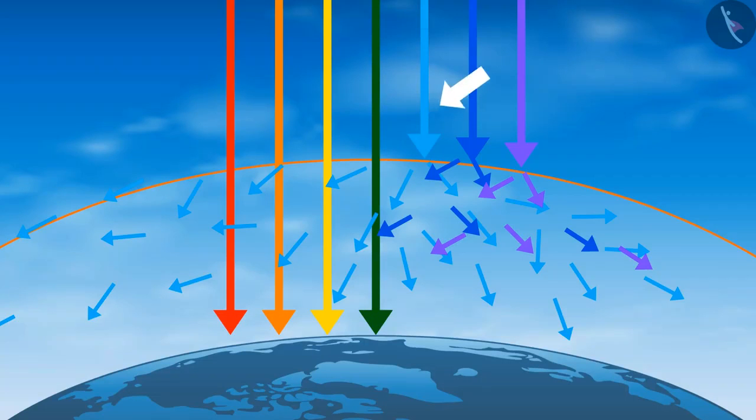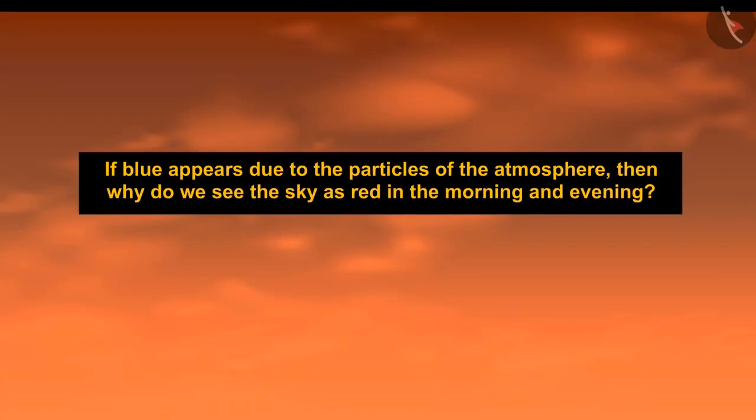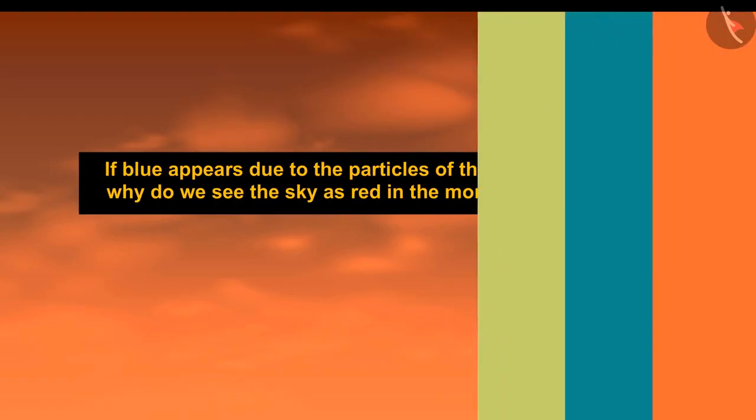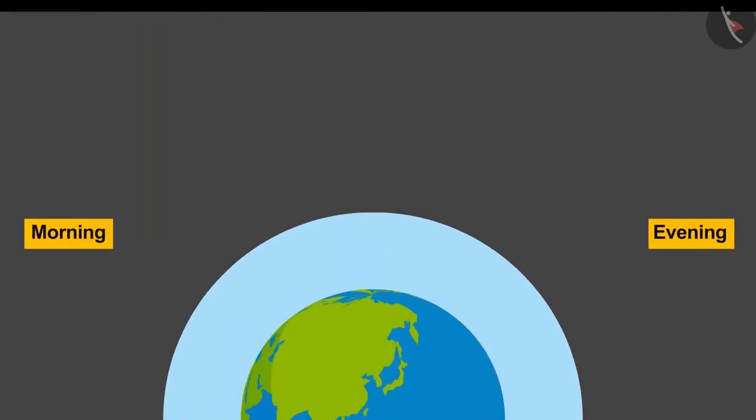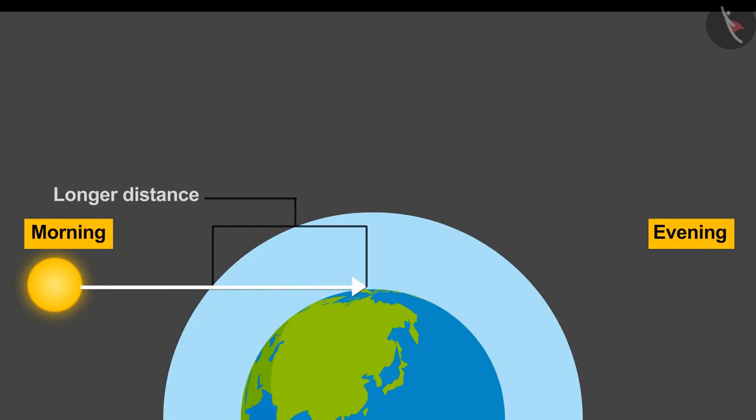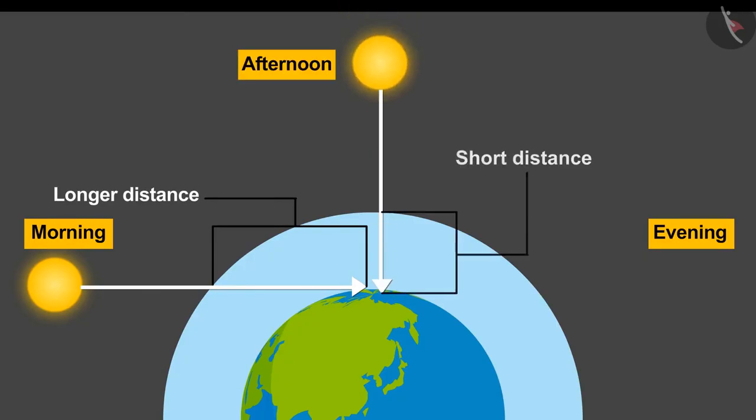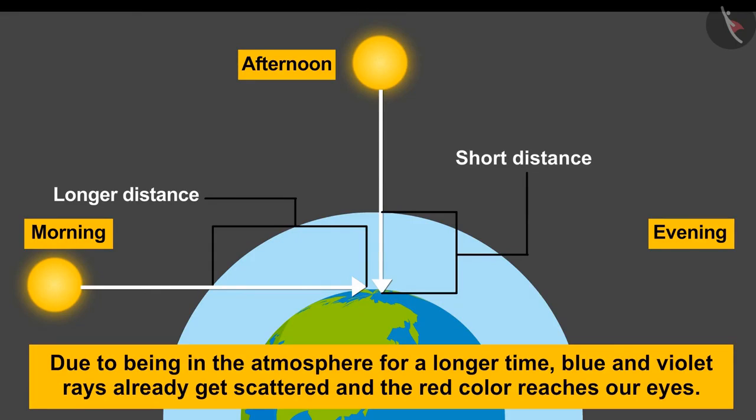So now if the sky appears blue due to the particles of the atmosphere, then why do we see the sky as red in the morning and evening? If you look at the time of morning and evening, it can be seen that the sun is near the horizon and the light coming from the sun travels in the atmosphere for a longer time, while in the afternoon this distance decreases. Due to being in the atmosphere for a longer time, blue and violet rays already get scattered and the red color reaches our eyes.